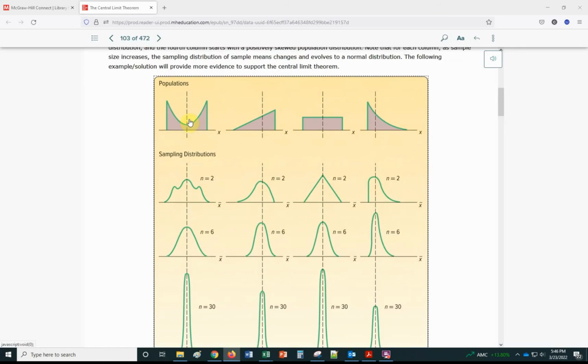So first they show populations. Here's your population. This is the mean, the population. It's high on the left and the right. Here it's high over here, low over here. This is the opposite one over here. It's got a bit of a bend. This is a uniform distribution here. So if our sampling size is 2, here's how they look.